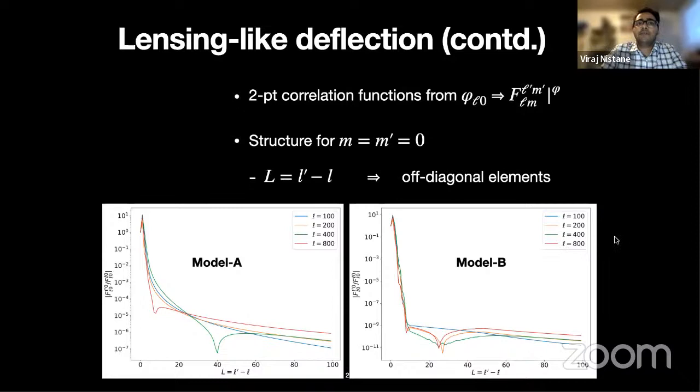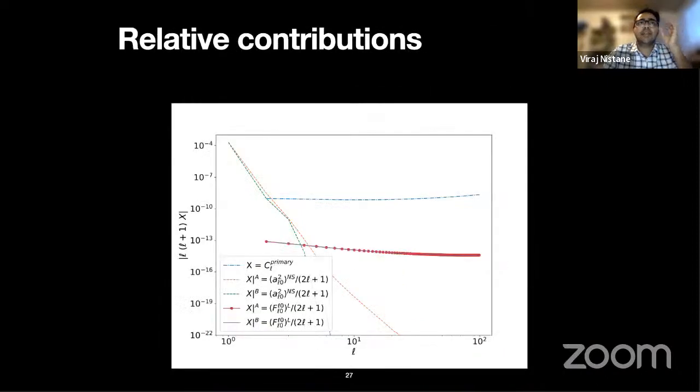So we have seen the structure of the 2-point correlation function. Now we can move on to first see the relative contributions, the relative levels of the 3 contributions that I listed before, to the CMB temperature anisotropy.